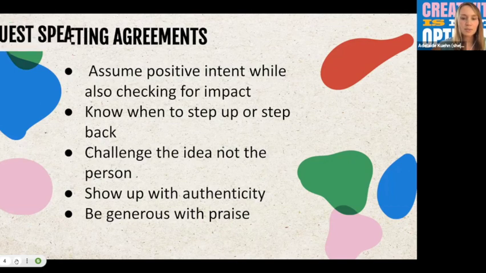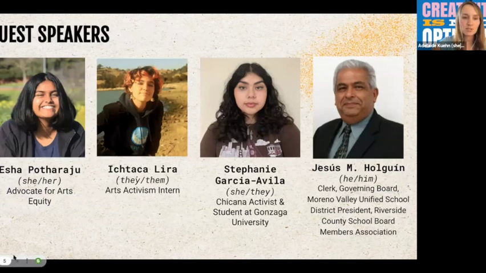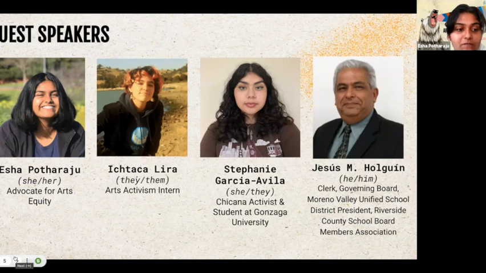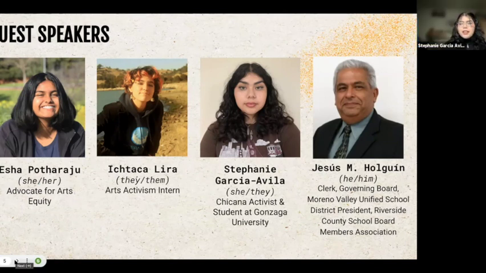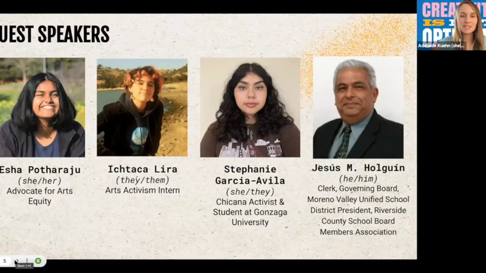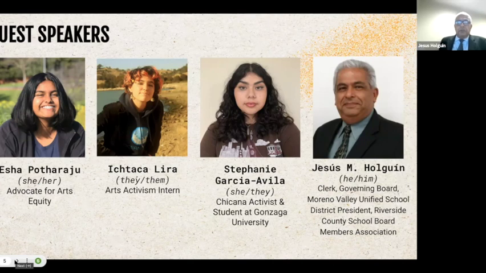So with that, I would now like to have each of our invited speakers take a moment to introduce themselves quickly. So I will pass it to Isha first. Hi, I'm Isha. I'm a student from Mission San Jose High School, and I'm an advocate for arts equity here in California. Great. Can we pass it over to you, Stephanie? Hi, everyone. My name is Stephanie. I am a current freshman at Gonzaga University. And when I was back home, I was a student trustee. Thanks, Stephanie. Jesus, can you go next? Yes, thank you so much. My name is Jesus Holguin. I'm a school board member with the Moreno Valley Unified School District in Riverside County, also serving as the president of the Riverside County School Board Members Association, member of Create California, and also of California PTA, supporter of the arts. Thank you. Thanks, Jesus. Ishtaka is going to be joining us a little bit later. They'll introduce themselves. They'll be facilitating the Q&A.